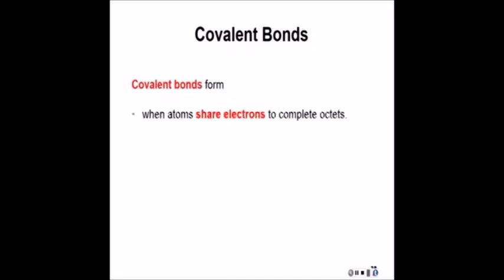Now, covalent bonds form when atoms share electrons to complete their octets. And these are only going to be between non-metal atoms, so there won't be any metals at all. And that's how you know that it's going to be covalent bonding. So remember, using the periodic table, that staircase separates the metals from the non-metals.